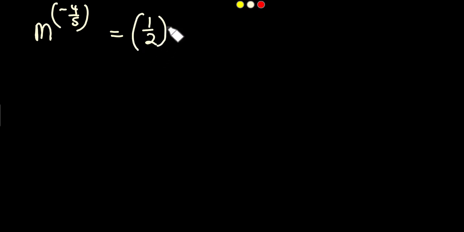Today we have a question of this sort where you have m to the power of minus 4 over 5, held in brackets, equal to half, held again in brackets, to the power of 4, where n is a number greater than 0. So they want you to work out the value of m.